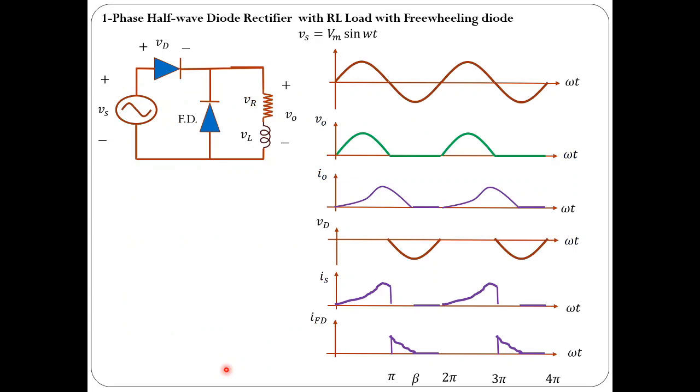So now let us consider the freewheeling diode. Let us consider a half-wave diode rectifier with RL load and with a freewheeling diode. Now this is known as the freewheeling diode. So let us see the operation. This plays a very important role in improving the performance of the rectifier, and we shall see shortly what that improvement is.